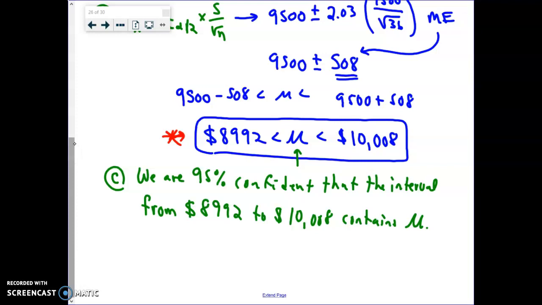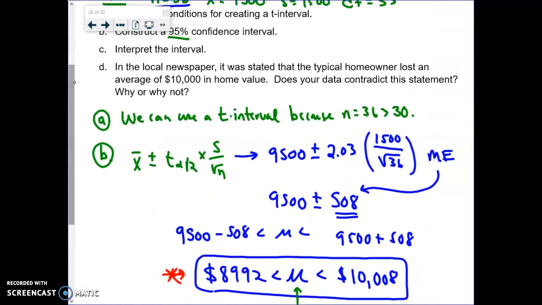Now lastly, last question. In the local newspaper, it was stated that the typical homeowner lost an average of $10,000 in home value. Does your data contradict this statement? Well, what we want to see is, does $10,000 fit, because they're claiming that the mean is $10,000. Well, if we take a look, $10,000 is in our interval. Now, it's pretty close to the upper confidence limit of $10,008, but it's still within the interval. So really, our data does not contradict that.